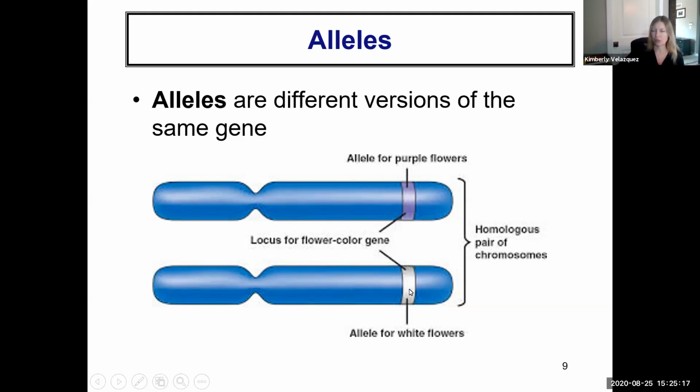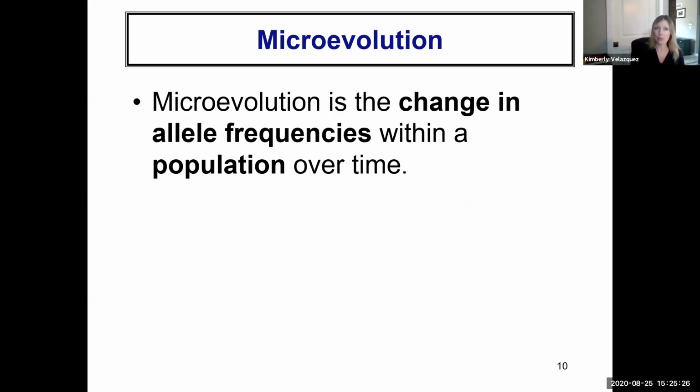So these two terms, gene and allele, are very important in the next conversation we're going to have about evolution. So microevolution very specifically means change in allele frequencies within a population over time. Population is the level at which evolution occurs. Okay, individuals do not evolve. You cannot, during your lifetime, change your genetic makeup.